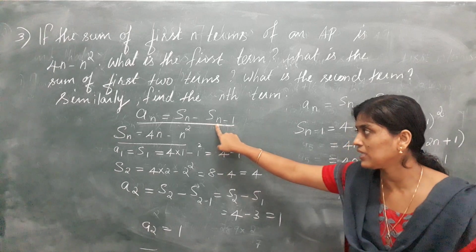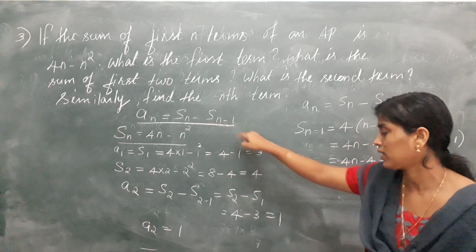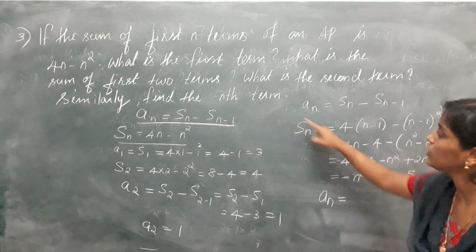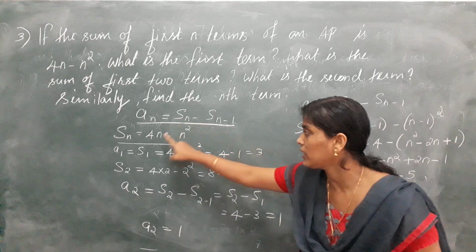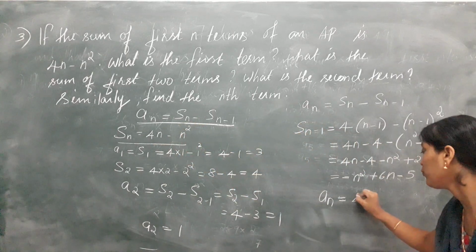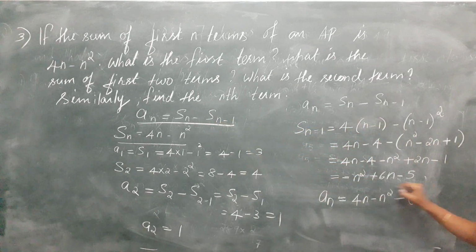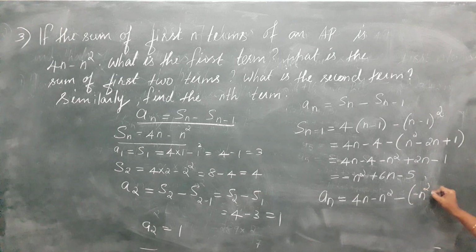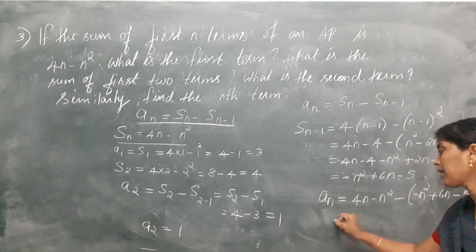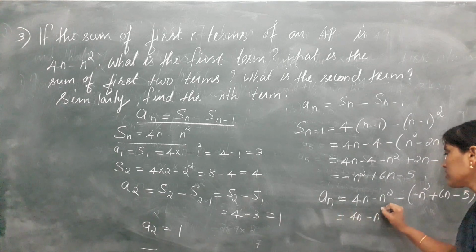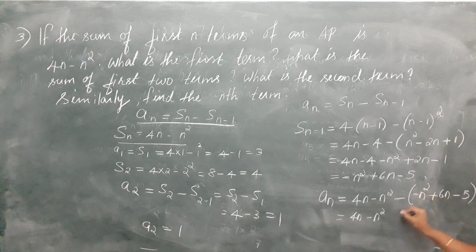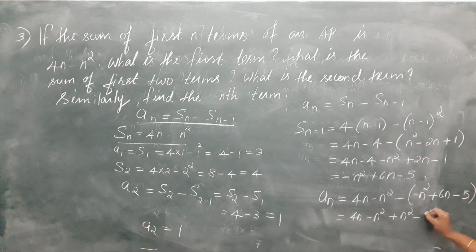The nth term formula is given as an is equal to Sn minus Sn minus 1. So an is equal to Sn, which we know is 4n minus n square, minus Sn minus 1, which is minus n square plus 6n minus 5. Now we give the minus sign and remove the bracket. You get 4n minus n square, and minus and minus become plus n square, and minus and positive become negative, minus 6n plus 5.